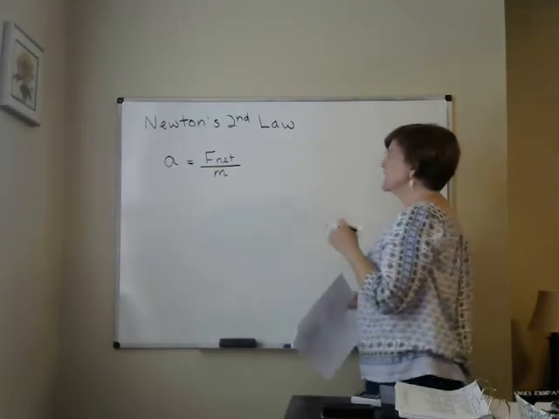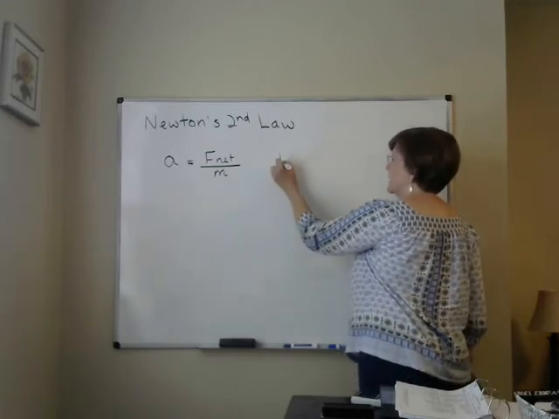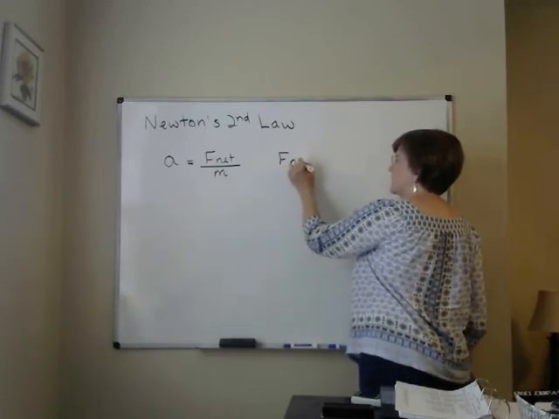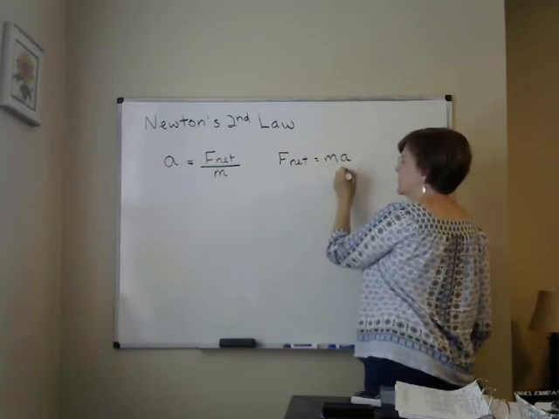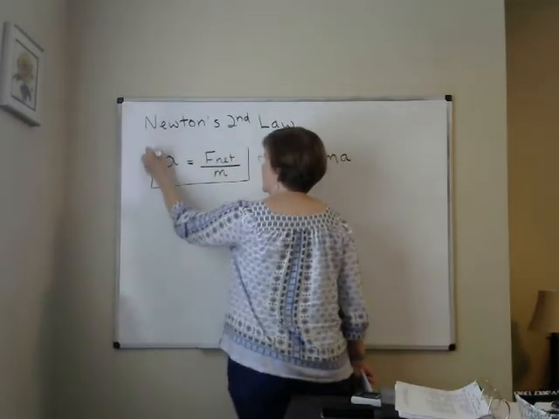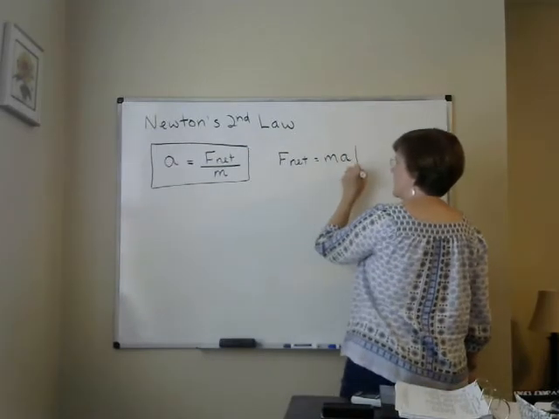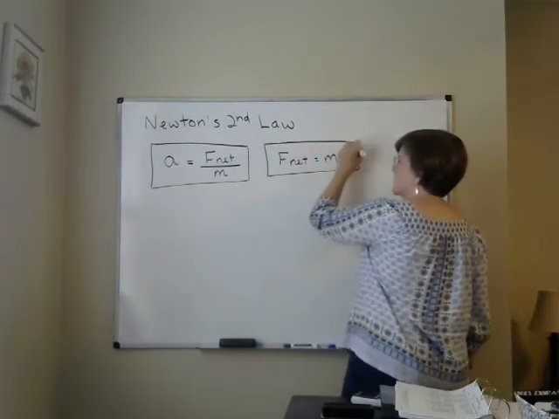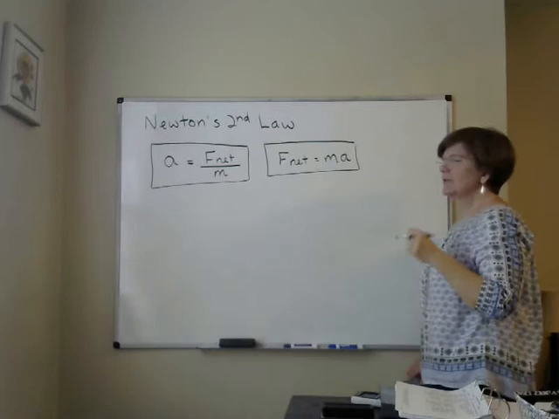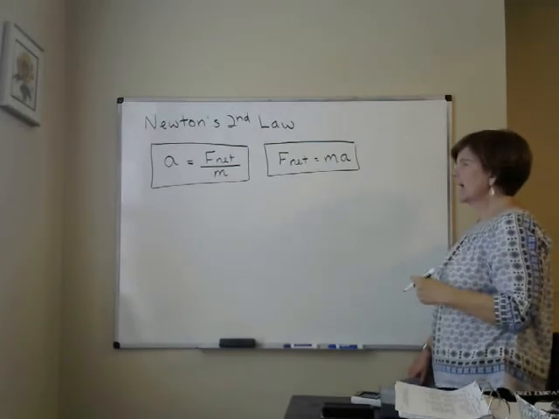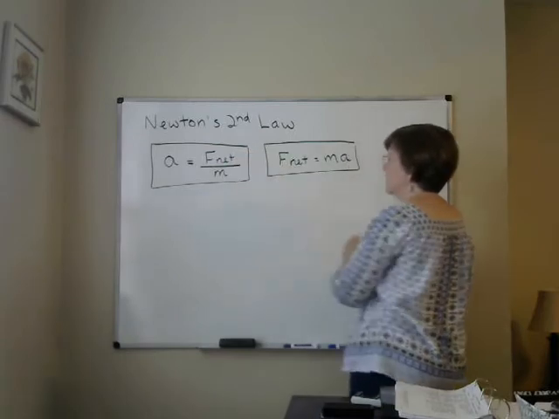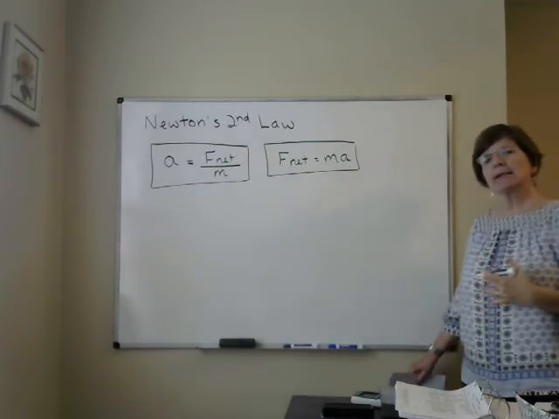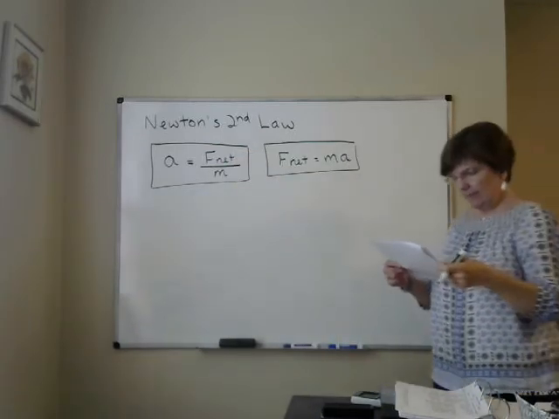A lot of times in books, you'll also see it written like this: F net equals mass times acceleration. They're both true. They're just rearranged slightly. If the acceleration is found by using the net force divided by the mass, then it makes sense that if I multiply by m, the net force is always equal to the mass times the acceleration.